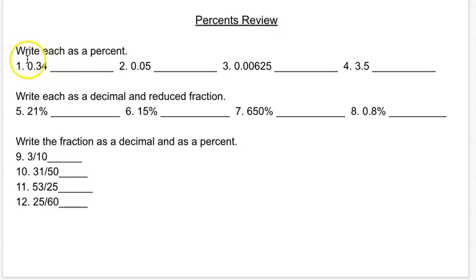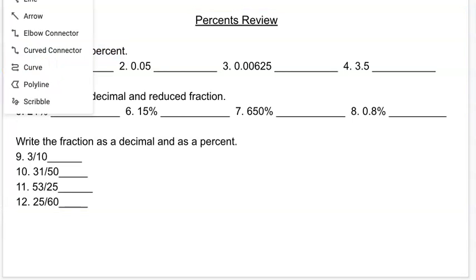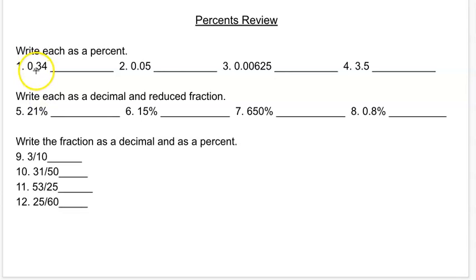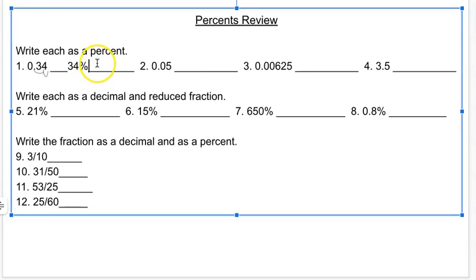Okay, in this video, I'm going to solve problems 1 through 12 in the percent review assignment in Google Classroom. So first problem's here. To write each decimal as a percent, all you do is physically take the decimal and move it 2 places over. So this would be 34. And since the decimal's after the last digit, you don't need it. So it's just 34%.